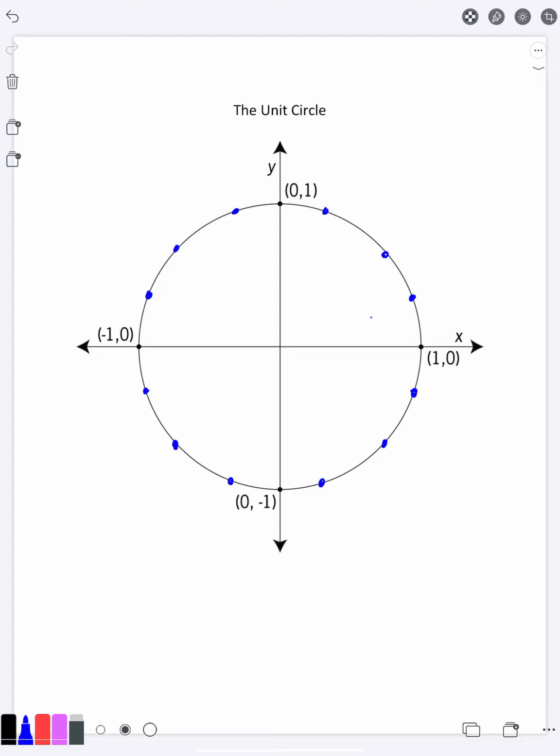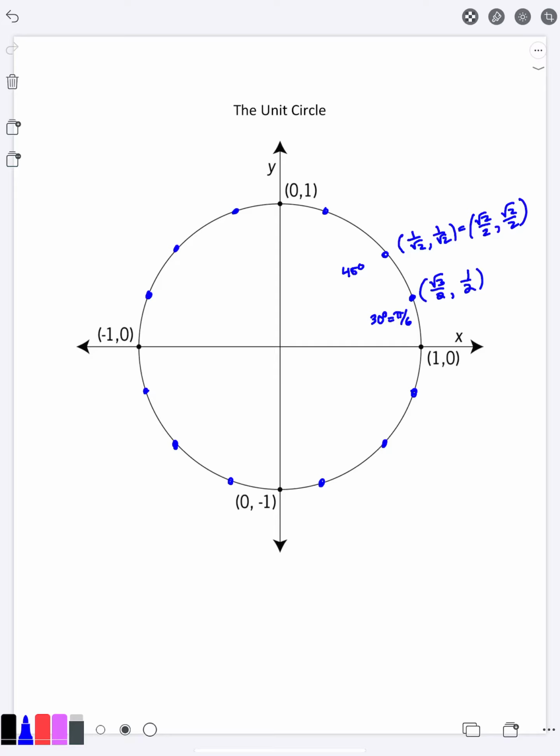So this first point is going to be at the 30-degree angle, which is also pi over 6. And the coordinates are going to be root 3 over 2, 1/2. So again, what that means is that the cosine of 30 is root 3 over 2, and the sine of 30 is 1/2. And then the middle point here is going to be the 45-degree angle, and the coordinates there are going to be 1 over root 2, 1 over root 2, or if you prefer, you can write it root 2 over 2, root 2 over 2.